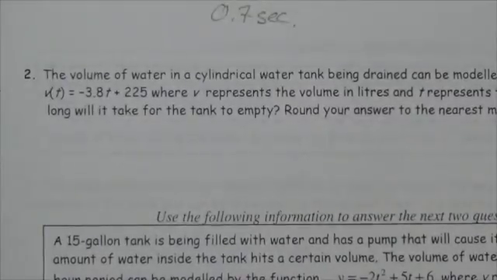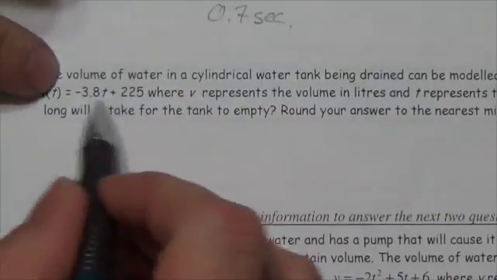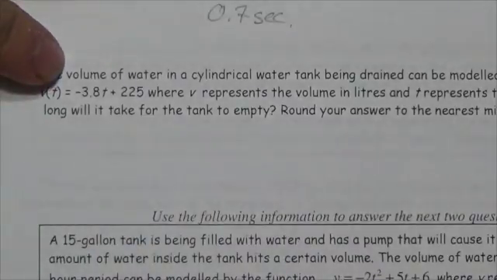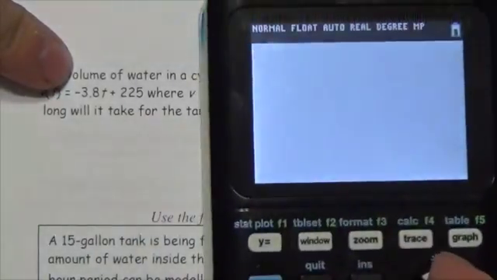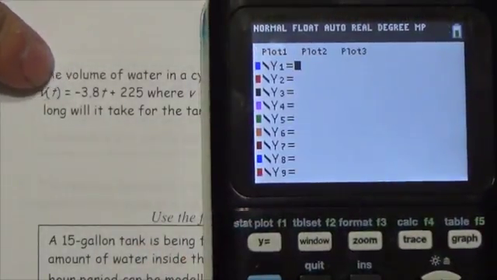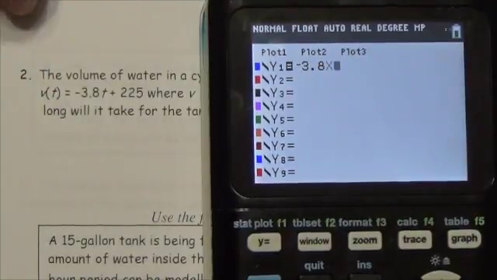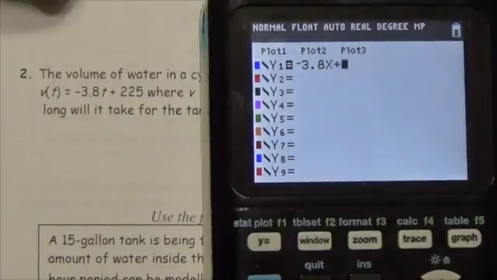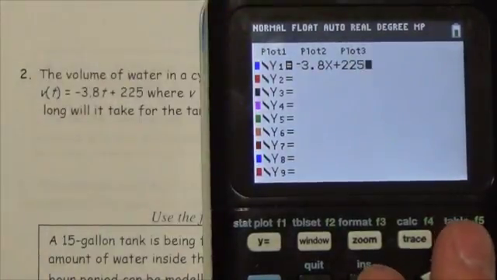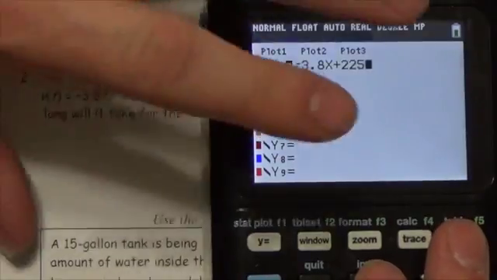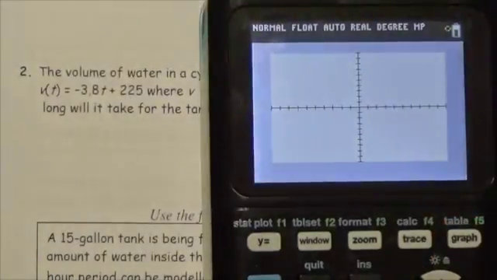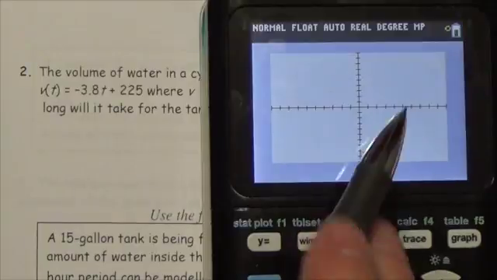Okay, so we want to figure out how long it's going to take to empty the tank here. So here's the function for volume as a function of time. Let's take our calculator and go to y equals, and enter that in. So negative 3.8x, where am I at here? x plus 225. Now, I've already got the calculator set to regular old Zoom settings, negative 10 to 10, negative 10 to 10. Let's just press enter, see what we get. Calculator's thinking.